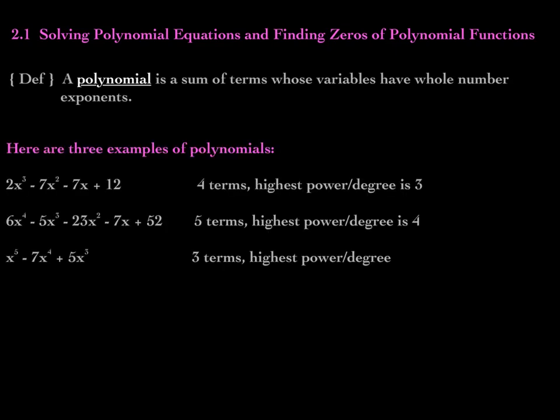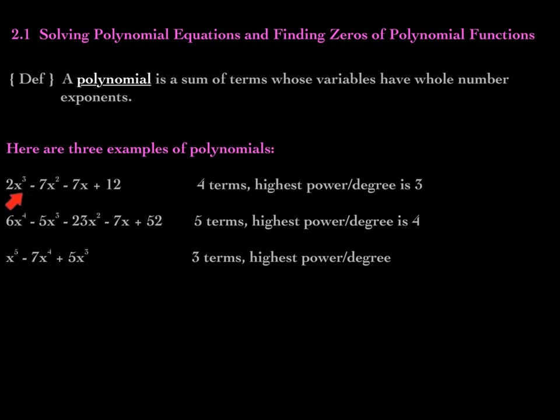A polynomial is a sum of terms whose variables have whole number exponents. What's really important is that you remember that whole numbers are positive only. So no negatives, no fractions, no decimals as the exponents. The coefficients of the variables can be any real number, but it's the exponents that have to be whole numbers. Here are some examples that you can look at.